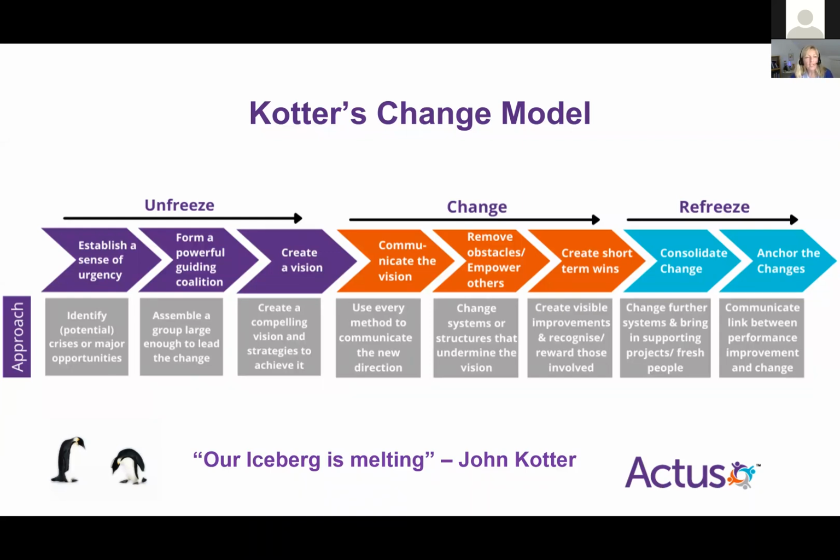So my question to you is, at which stage do you think change tends to fail? And you can choose more than one. So I'll leave it up to you. Which stage do you think changes tend to fail?